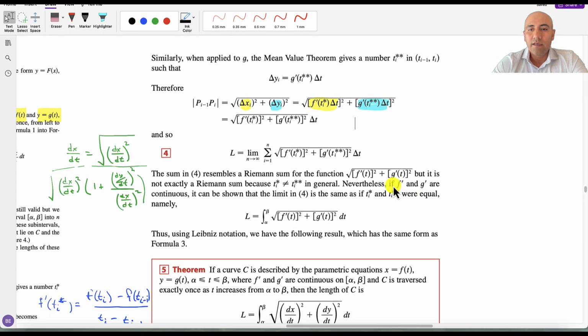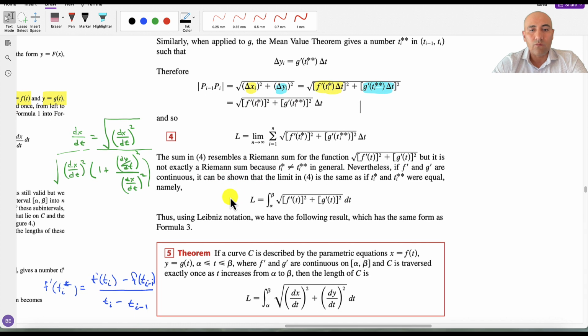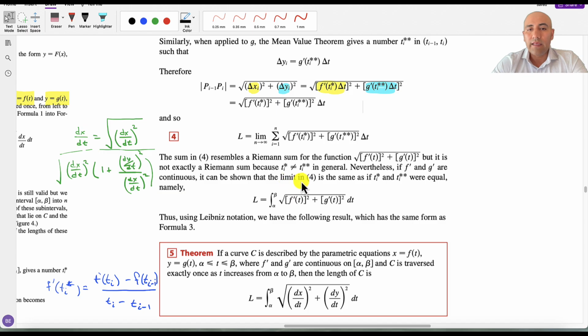So nevertheless, if f prime and g prime are continuous, it can be shown, that's code for it's too hard for this class, but we're just going to accept it to be true, that the limit in 4 is the same as t sub i star and t sub i double star being equal. So finally, we arrive at our formula. The length of the curve is equal to the integral from alpha to beta of the square root of f prime of t squared plus g prime of t squared dt.